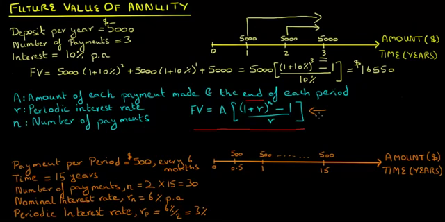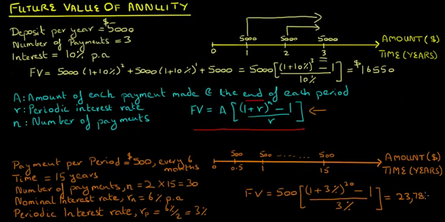So using this formula here, we can easily calculate the future value of your savings as follows. The amount of each payment of $500 times (1 plus the periodic interest rate of 3%) to the power 30, which is the total number of payments that are made, minus 1, divided by the periodic interest rate of 3%. And this equals $23,787.71.